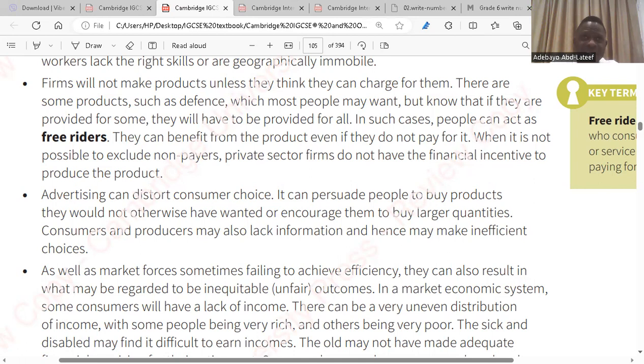So they spend so much on advertisement. They convince you. You think they are convincing you, but they are lying. They are not telling you the truth. Do you understand? So that's a market failure.